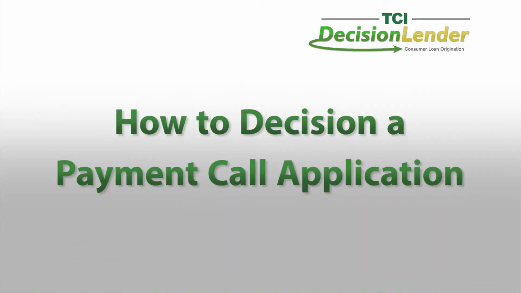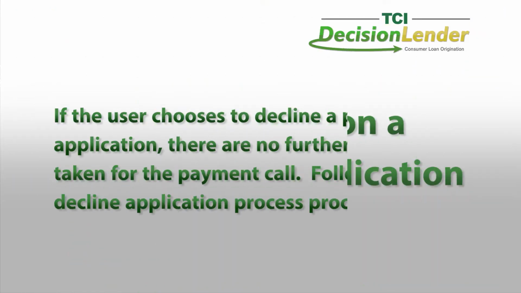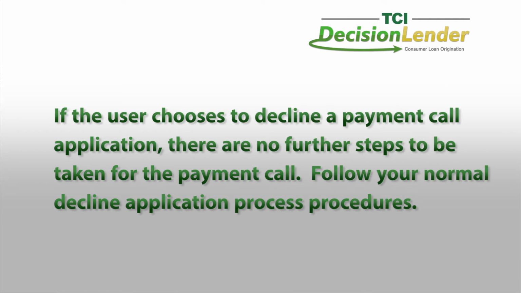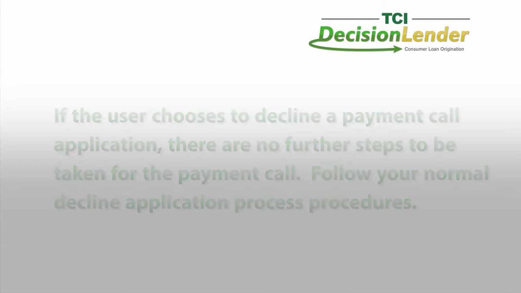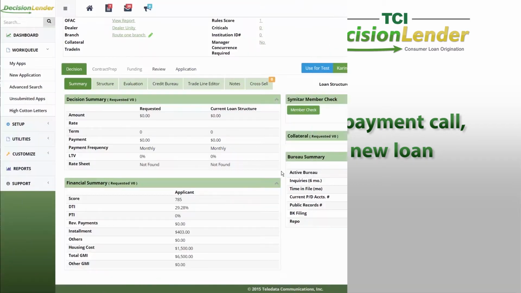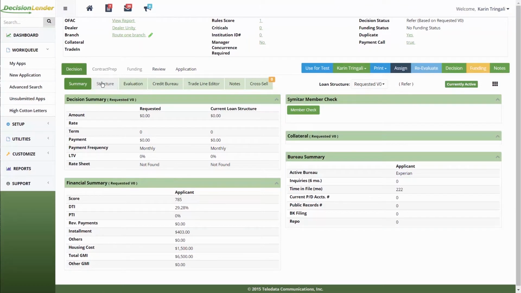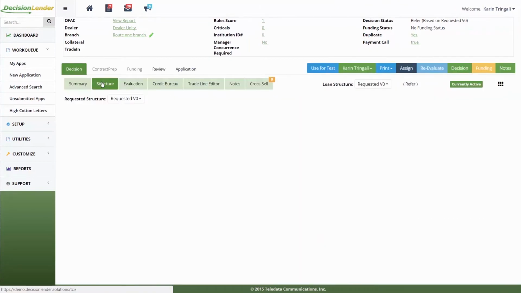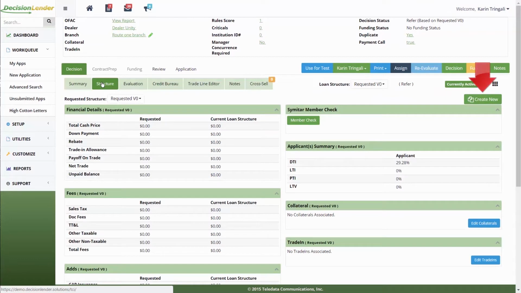How to decision a payment call application. If the user chooses to decline a payment call application, there are no further steps to be taken for the payment call. Follow your normal decline application process procedures. If the user chooses to work the payment call, the user must create and save a new loan structure. Click on the Structure tab and select Create New.